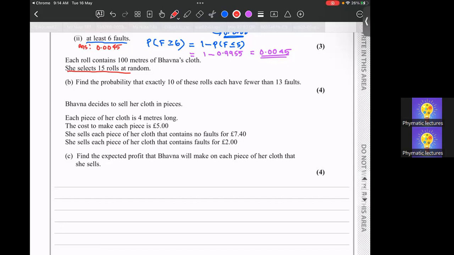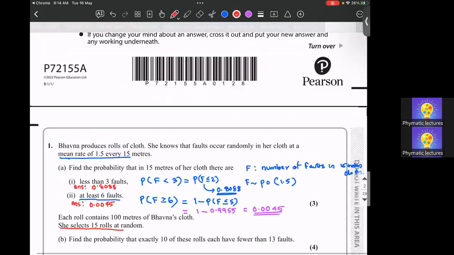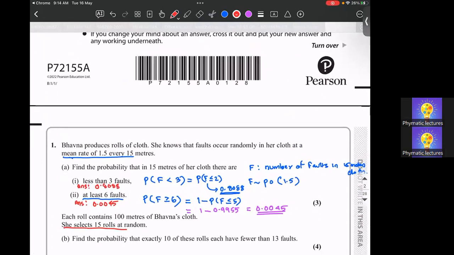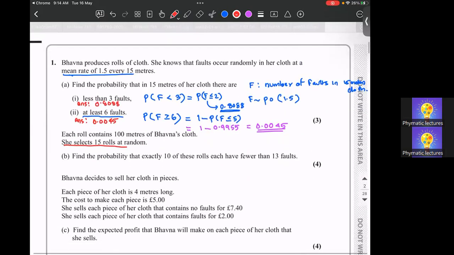So first of all, you have to calculate the probability of less than 13 faults in each roll. That is our p value. So first of all, we will define the new value. Initially, this 1.5 mean rate is for 15 meters. Now here you can see for each roll 100 meters, right? So 100 meters means we should expand this. How will you expand it?